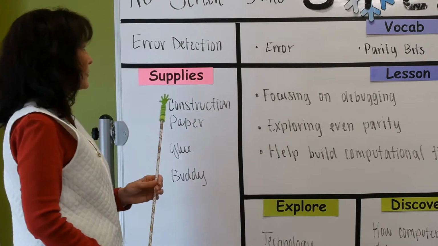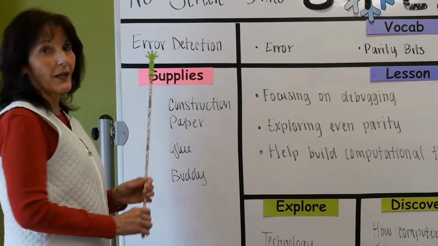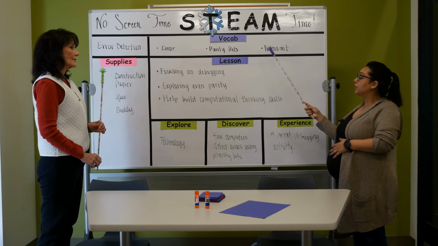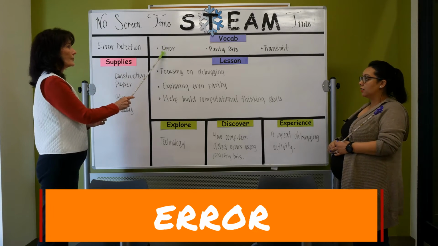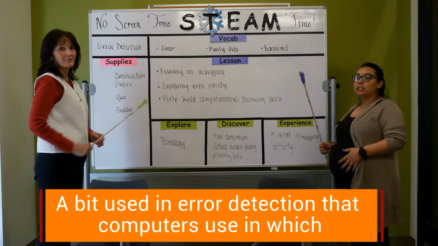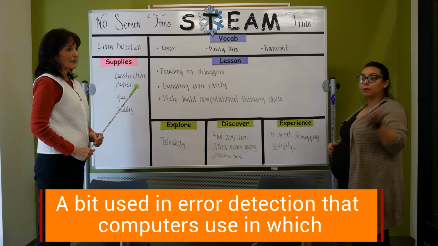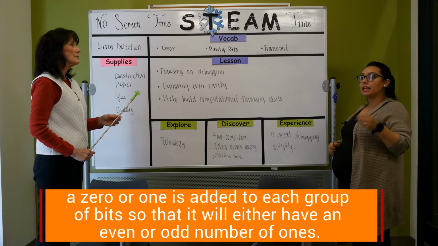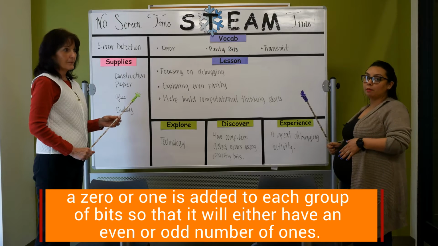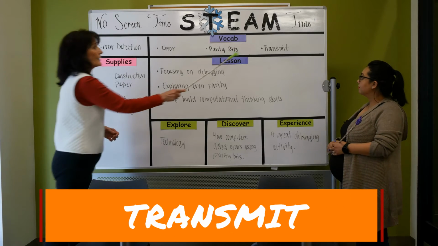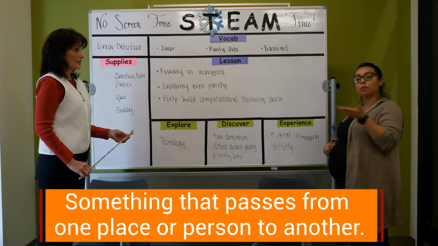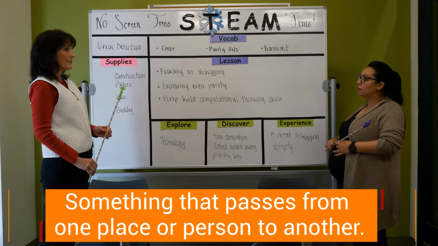Today we are going to do an activity called error detection. Don't forget to be on the lookout for the following STEAM vocabulary. Error, which is a mistake or an oopsie. Parity bits, which is a bit used in error detection that computers use, in which a 0 or 1 is added to each group of bits so that it will have either an even number or an odd number of ones. And transmit, which is something that passes from one place or person to another. In this case, it would be computers.